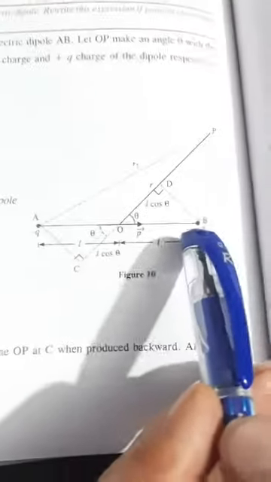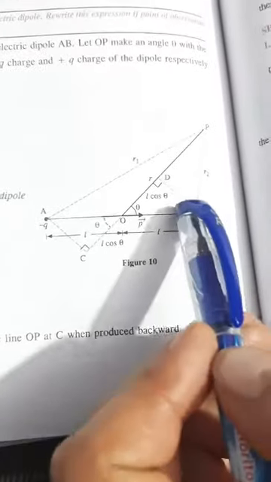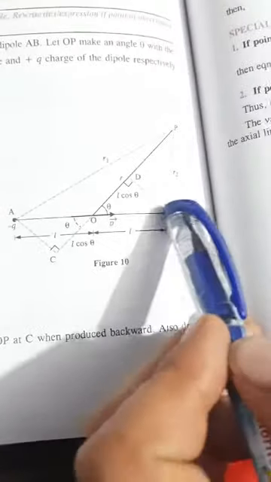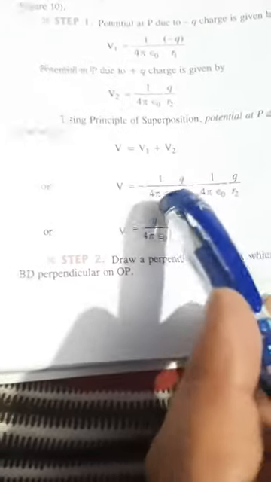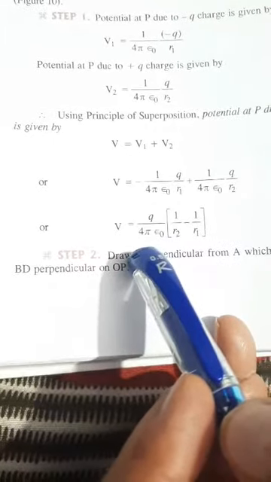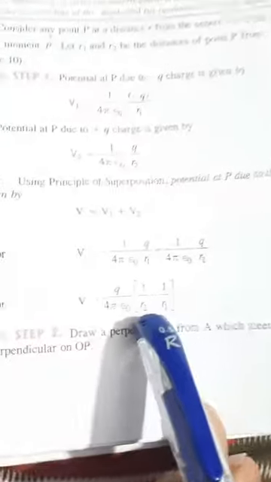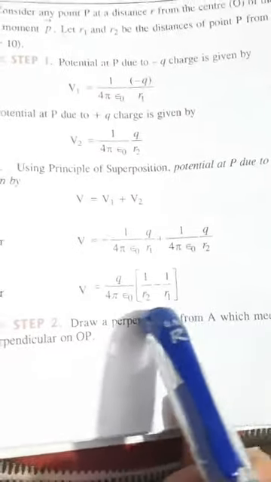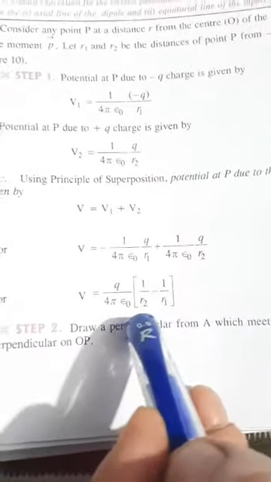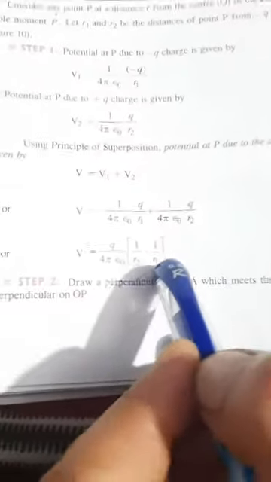In case of V2, the potential due to point B at P, the charge is q, its effect on P is 1 by 4 pi epsilon naught q upon R2. Now total V, applying the principle of superposition, V equals V1 plus V2, put the values. After putting the values, by taking common things, you have the formula V equals q upon 4 pi epsilon naught, 1 by R2 minus 1 by R1. Okay. Now the next step is to find out the value of R2 and R1.